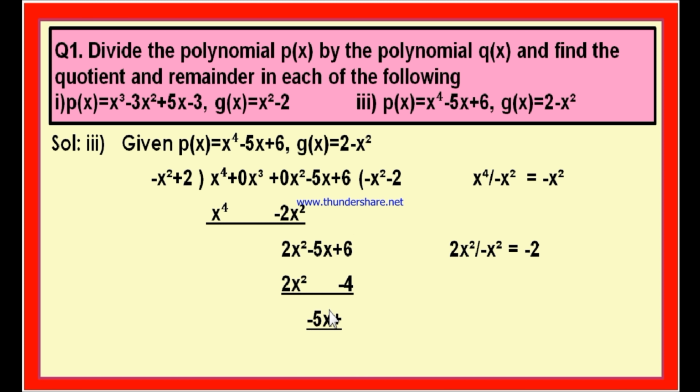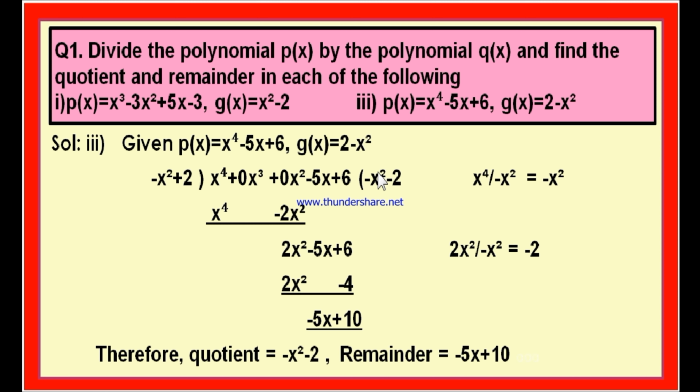And then minus 5x. It will be plus 4. 6 plus 4 is 10. Now, if you observe the remainder, the degree of the remainder is 1, whereas the degree of the divisor is 2. Since the degree of the divisor is more than the degree of the remainder, you cannot divide further. Therefore, quotient is equal to minus x square minus 2. This is quotient. And the remainder is minus 5x plus 10.